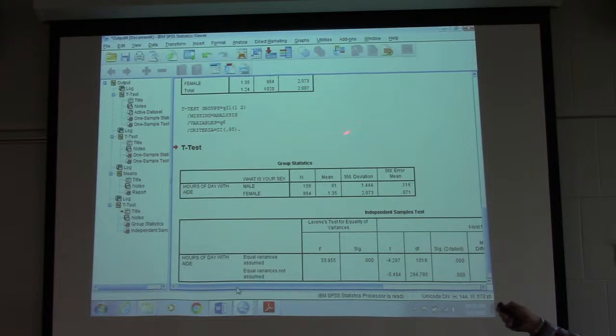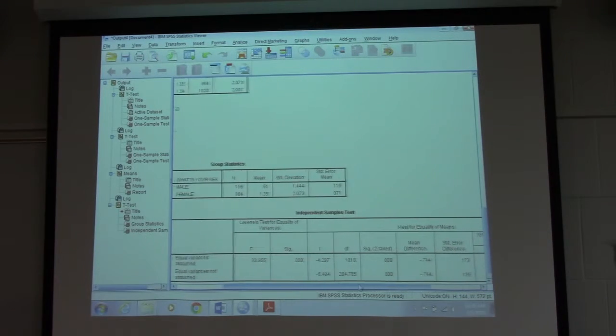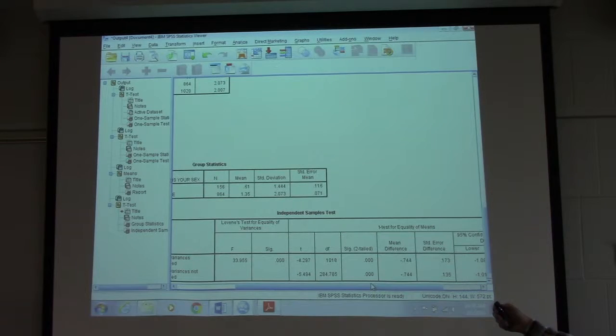I want to know if there's a difference in the number of hours a day teachers have an aide. Male teachers and female teachers have an aide. So there were 156 male teachers in the sample, and they have an aide 0.61 hours a day, and females have it 1.35 hours a day. So 0.6 minus 1.35 gives me my mean difference. And I want to know if that mean difference is far enough from 0 to be considered statistically significant.